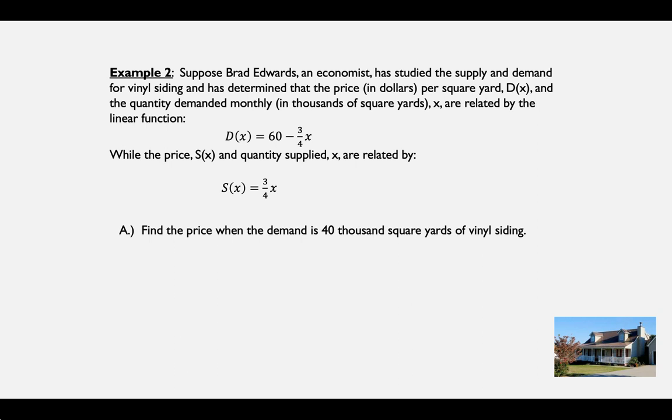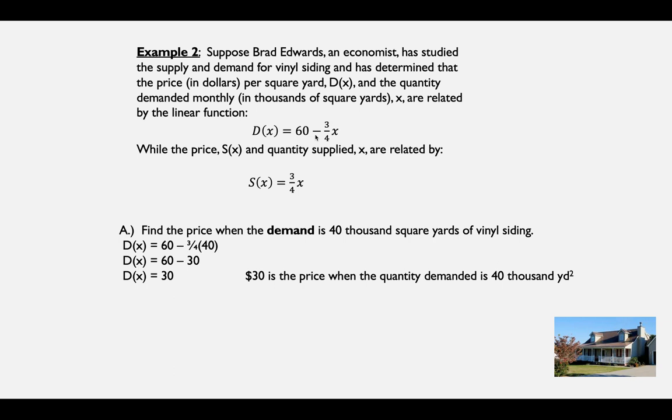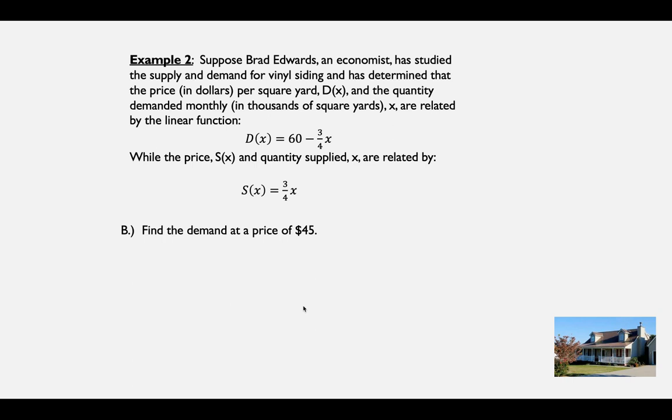So we want to find the price when the demand is 40,000 square yards of vinyl siding. So demand means quantity demanded. We have a quantity right here that is going to be plugged in for X, and we'll see what price goes with that. So 60 minus 3/4 of 40, 3/4 times 40 is 30. 60 minus 30 is 30. So $30 is the price when the quantity demanded is 40,000 square yards.